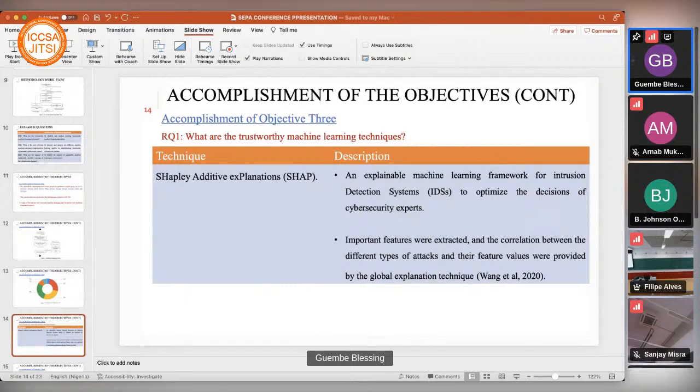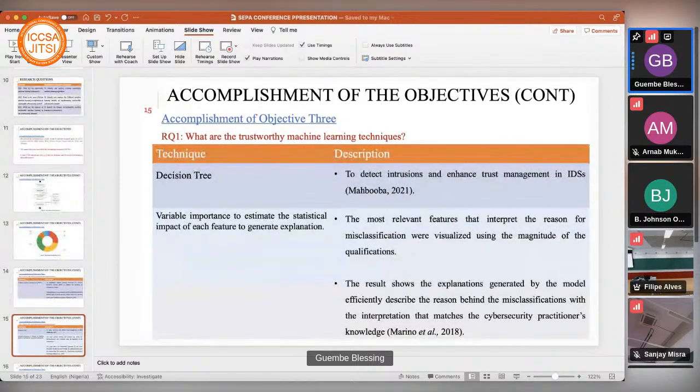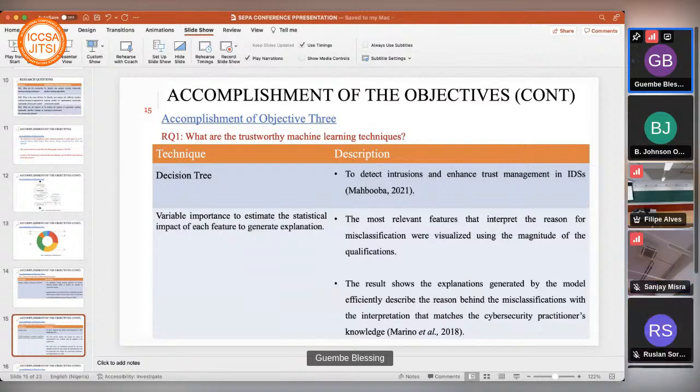the global explainable technique. We also have Mahbooba et al. The authors applied decision tree to detect intrusion and enhance the trust management in intrusion detection systems. Then Marino et al. also applied variable importance to estimate the statistical impact of each feature to generate explanation.